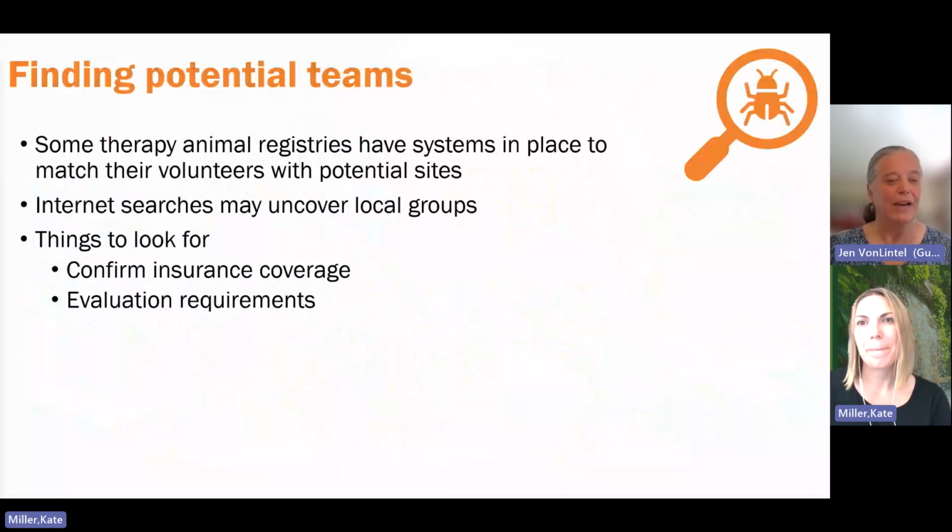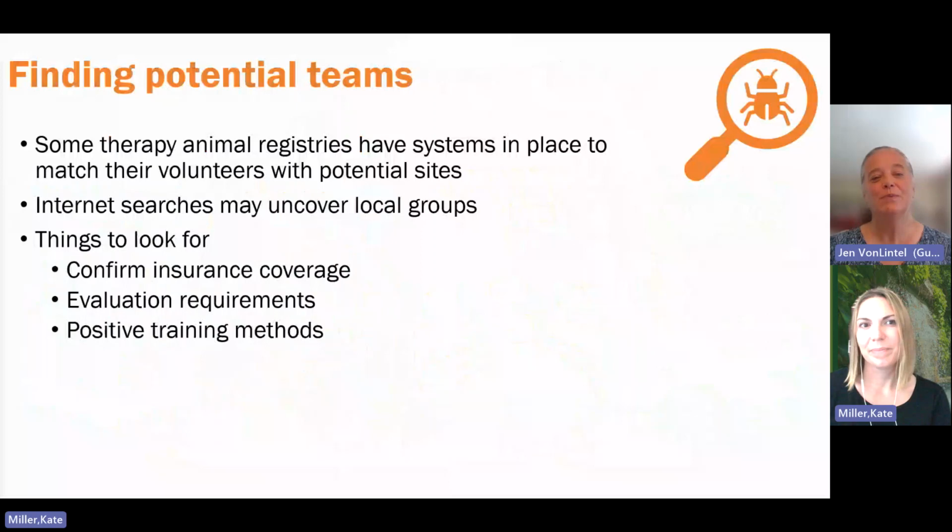Another thing I'd be looking for is their evaluation requirements. If it's just, I can walk on a leash and I'm not jumping up on people, and that's it, then I'm going to say, you know what, we might want to have some more qualifications in place. Schools are really complex settings. Even if you're just coming in for an hour and then leaving, I want to make sure that dog is comfortable and that the handler has the skills to help in that really complex environment if things should change suddenly. And we always want to use positive training methods.